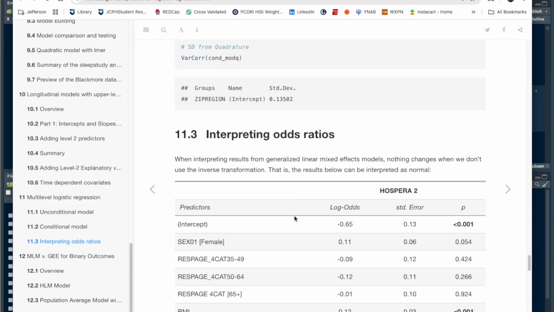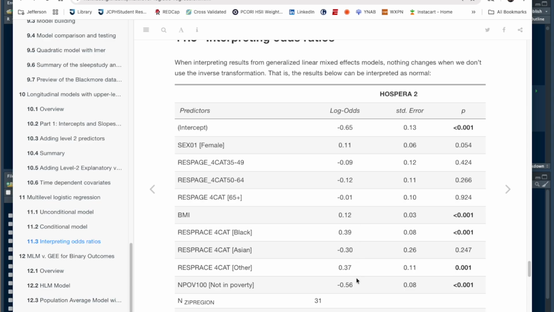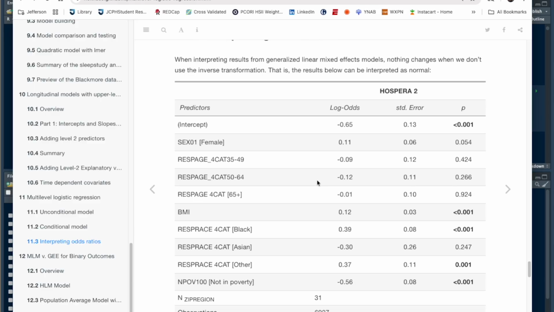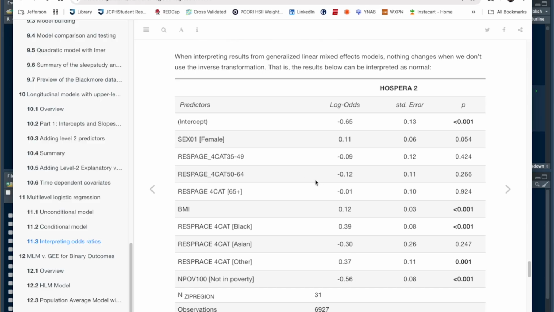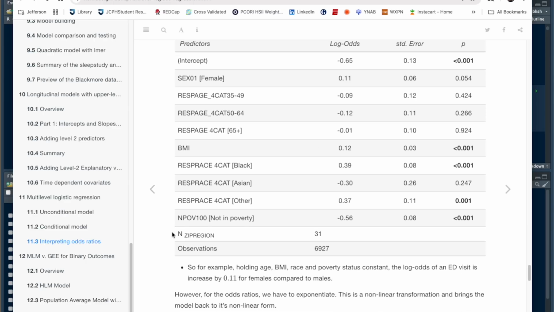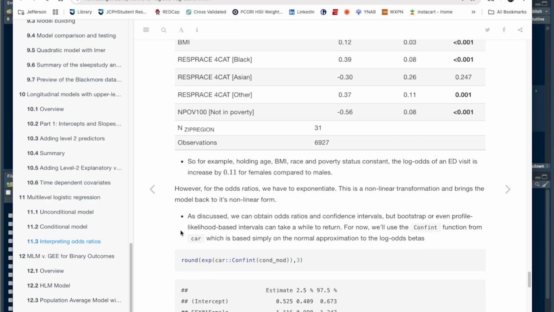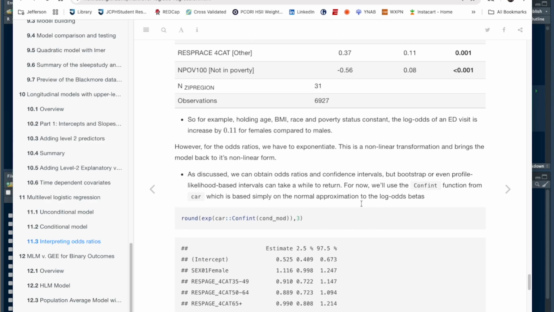All right, final thing, and this is kind of the big one. Here are the same results again, reproduced in a nicer looking table on the log odds scale. The main issue with multi-level logistic regression models is that when we exponentiate these numbers, so when we do e to the negative, well, not for the intercept, but e to the positive 0.12 to get an odds ratio for BMI, then we really need to respect the cluster specific piece.